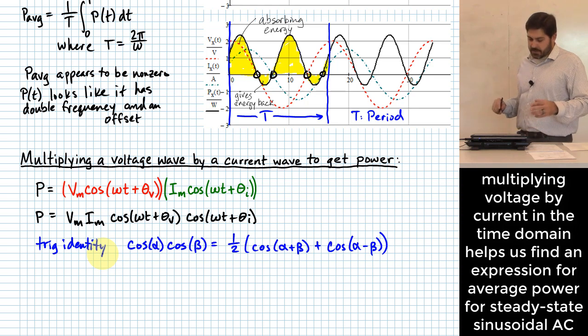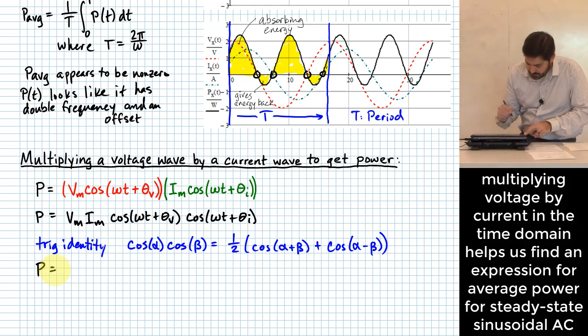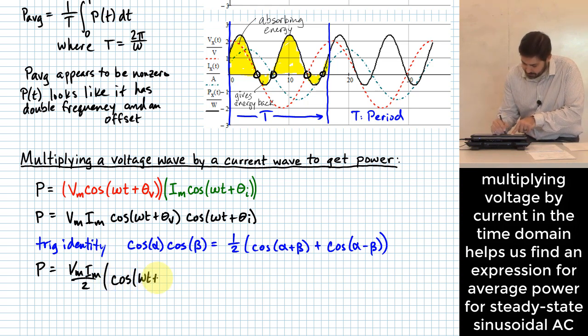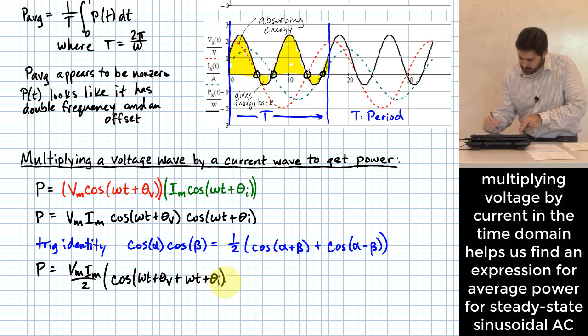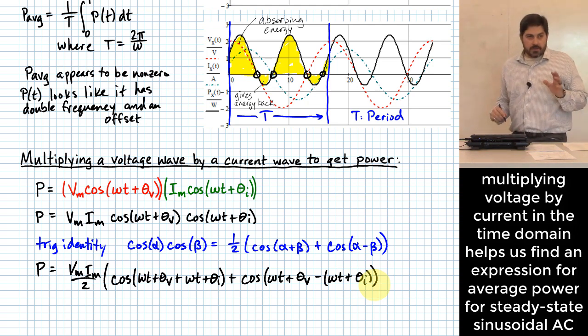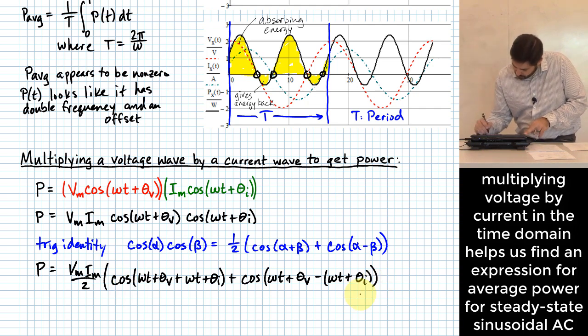Now, knowing that trig identity, what can I do with my expression for power here? P is going to be equal to Vm Im multiplied by, where I had the cosine of one angle times the cosine of another angle, I replace it with all of this stuff. So 1/2 of, I'll pull that 1/2 out and put this over 2. Inside I end up with cosine of omega t plus theta v plus the other angle, omega t plus theta I. And then to this, I add the cosine of omega t plus theta v minus omega t plus theta I. So far, so good?